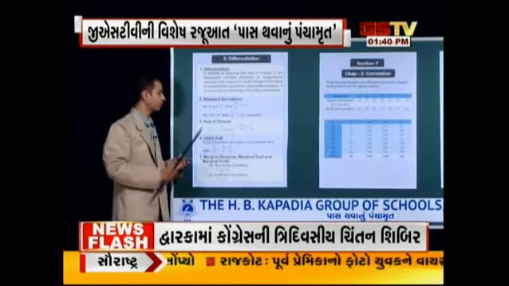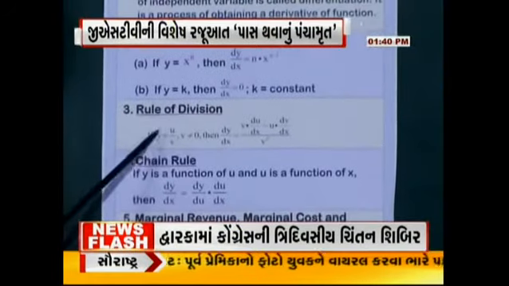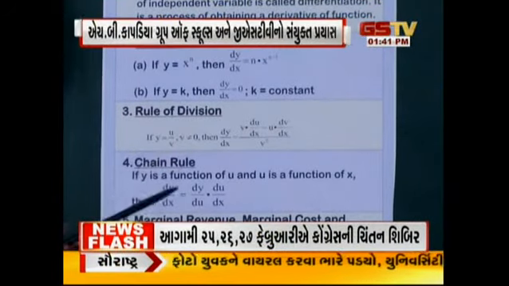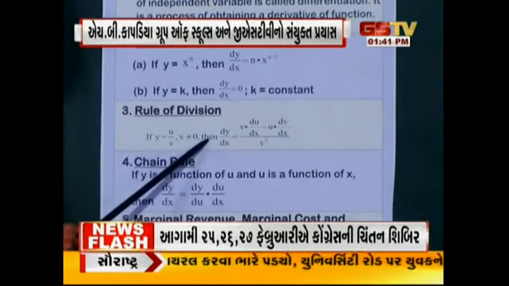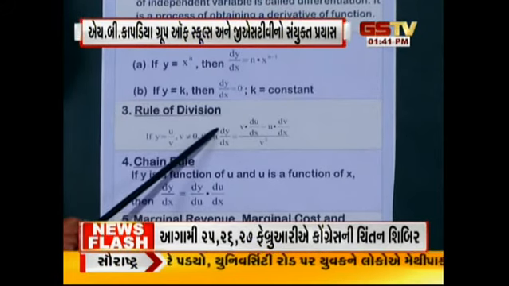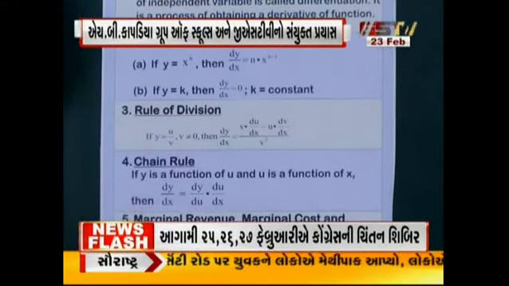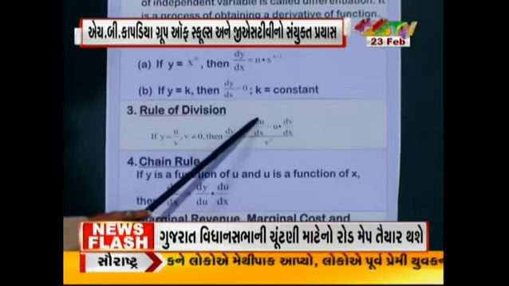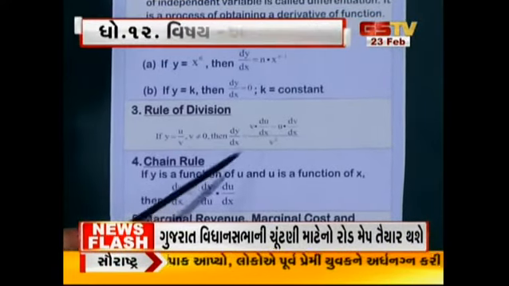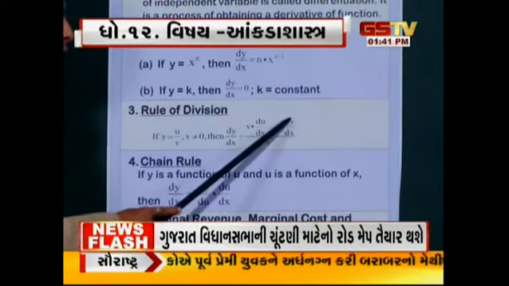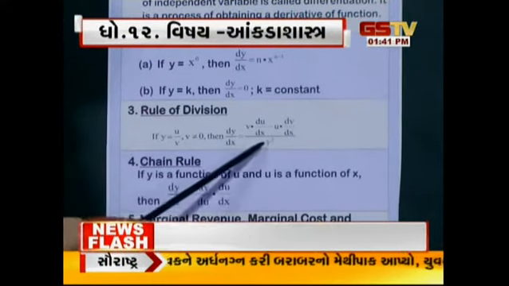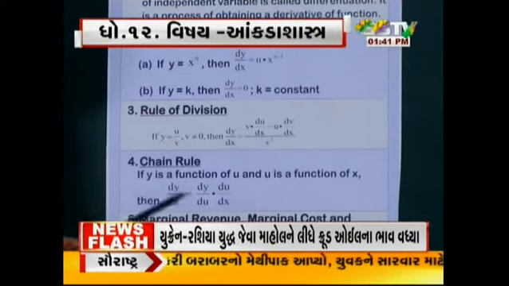Rule of division. If y is equal to u upon v, then to find the derivative, the formula dy upon dx is equal to v into du upon dx minus u into dv upon dx, whole upon v square.